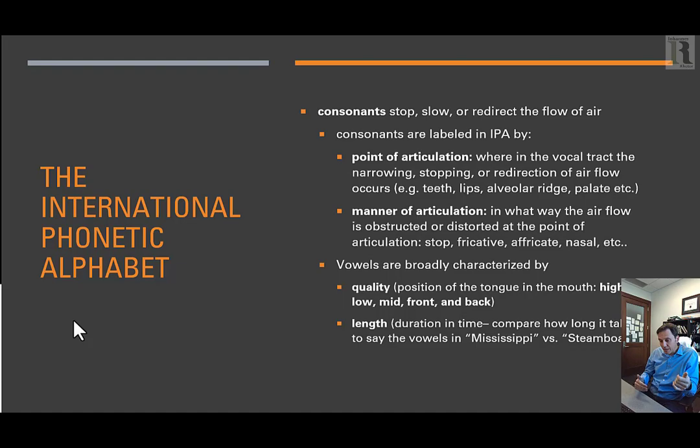But in a lot of languages, the length will change, and that will be a distinctive feature, where ba means something, but baat means something different, because just the length alone without the quality is a distinguishing feature of two words. Length is the duration in time that it takes to say a vowel.